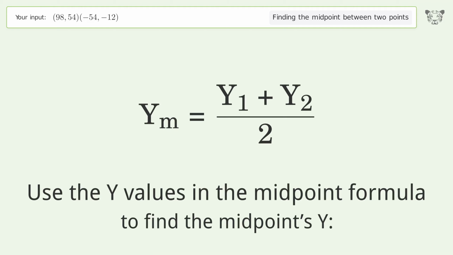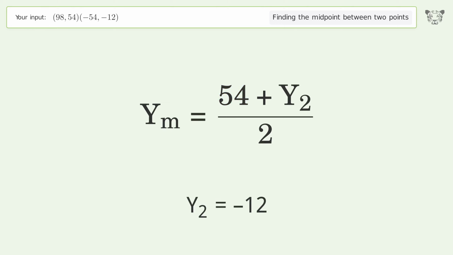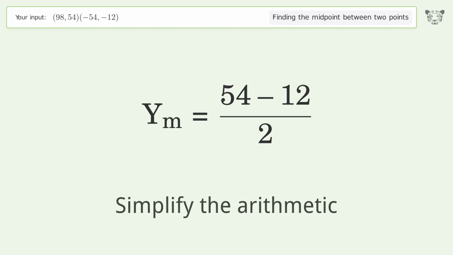Use the y values in the midpoint formula to find the midpoint's y. y1 equals 54. y2 equals negative 12. Simplify the arithmetic.